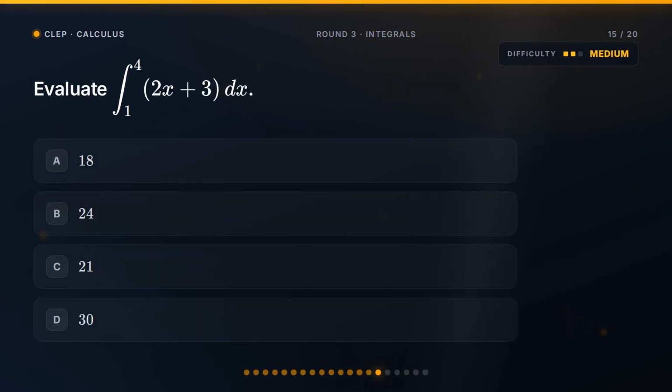Question 15. Evaluate the definite integral from 1 to 4 of the quantity 2x plus 3 dx. A. 18, B. 24. C. 21. D. 30.